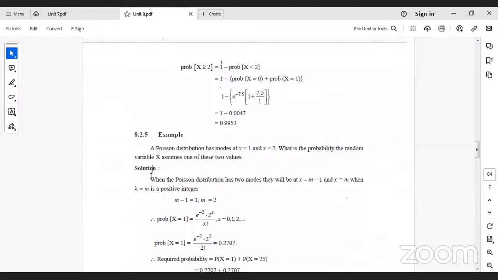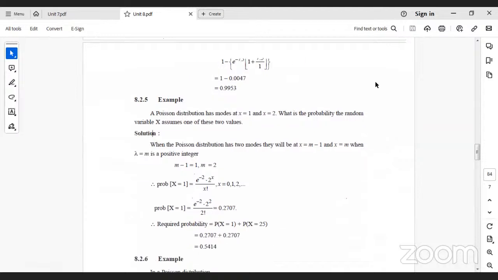A Poisson distribution has modes X equal to 1 and X equal to 2. What is the probability that the random variable X assumes one of these two values? When the Poisson distribution has two modes, X equal to m minus 1 and X equal to m, then lambda is a positive integer. So m minus 1 is 1 and m is 2. First we take e power minus 2 into 2 power x by x factorial for X equal to 1, then e power minus 2 and 2 power 2 by 2 factorial for X equal to 2. This simplification gives 0.2707.